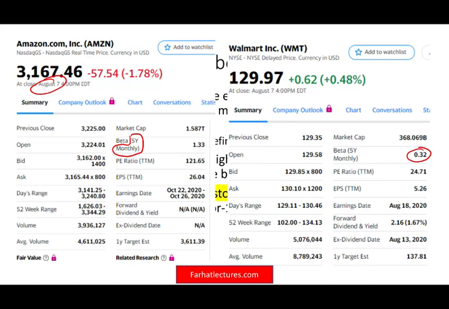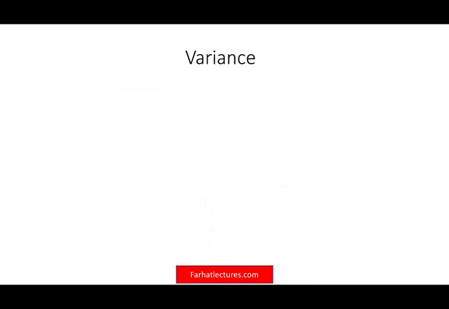They could compare it to the S&P 500, NASDAQ, I don't know. They did the same thing for Walmart. So this is how they computed beta, and this is what they found out. Walmart doesn't move as aggressively as Amazon, and hopefully this makes sense.